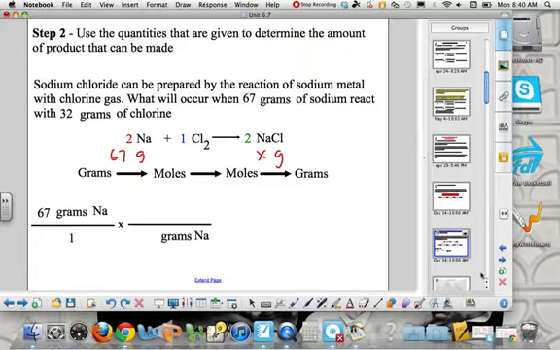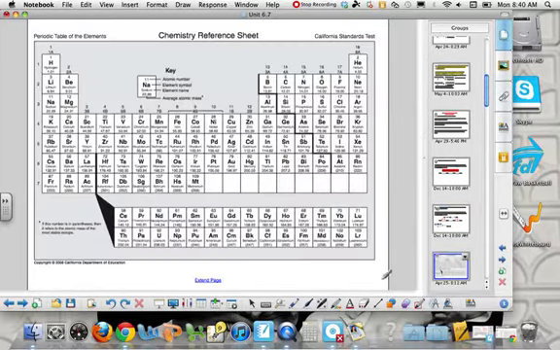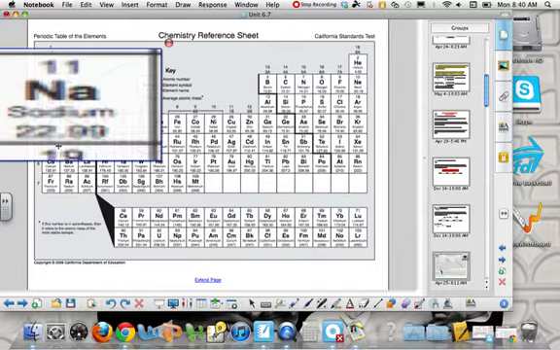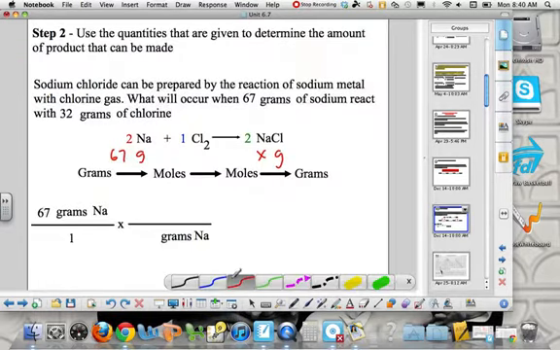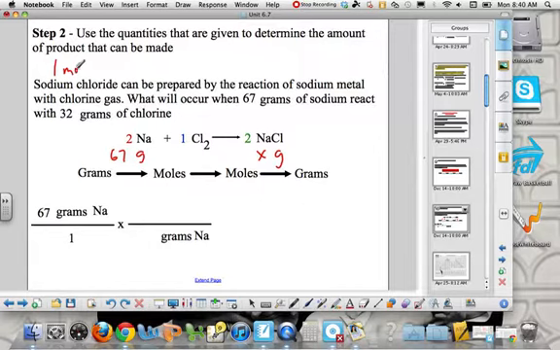Now, what I want to do is take a look at my periodic table. I'm going to zoom in on sodium, which is right here. It has a mass of 22.99. A little hard to read there. What that tells me is that 1 mole of sodium has a mass of 23 grams. I want to use that conversion factor in this step here. As I go from grams of sodium into moles of sodium, I'll use this conversion factor that we just looked up.